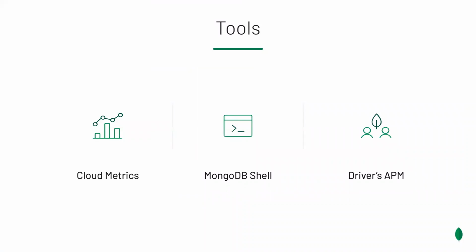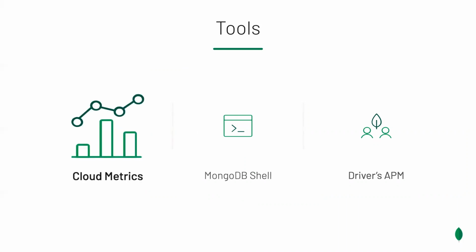So we're going to be focusing on cloud metrics and MongoDB Shell and how you can use these tools to figure out what's going on with your performance problem. And then we're going to touch briefly on how the drivers can help you with application performance management, which is just the monitoring of performance and availability of your application from the client side.